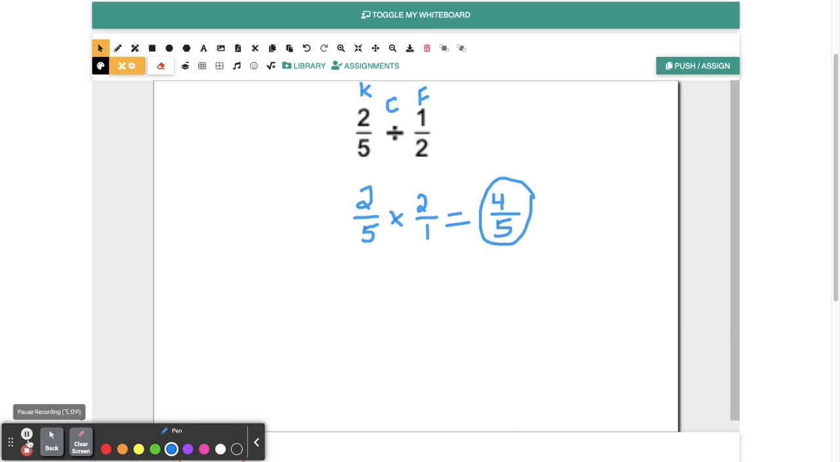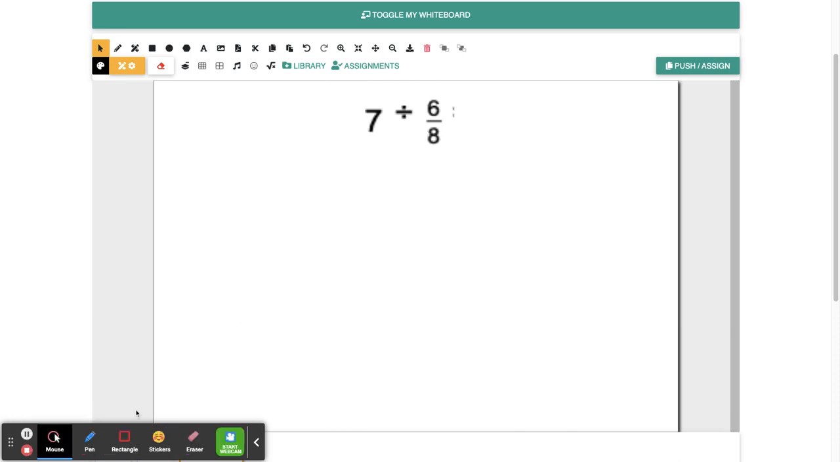Now for this one, we have a whole number. The keep, change, flip will only work when we have two actual fractions with a numerator and denominator, and right now we don't have that. So first we need to make a division problem where we get two fractions. Whenever we have a whole number, we can rewrite that as a fraction just by taking that number, in this case 7, and putting it over 1.